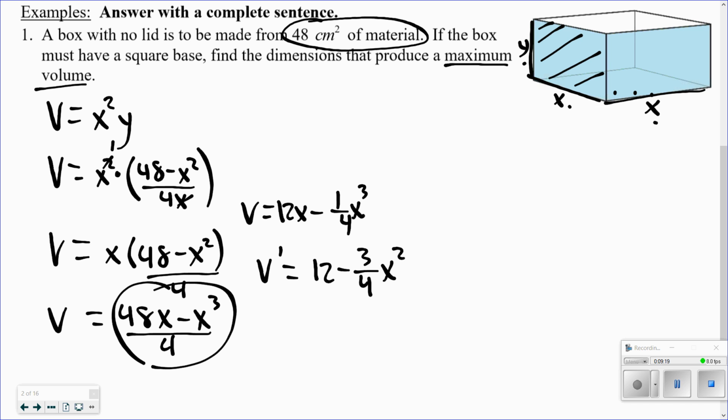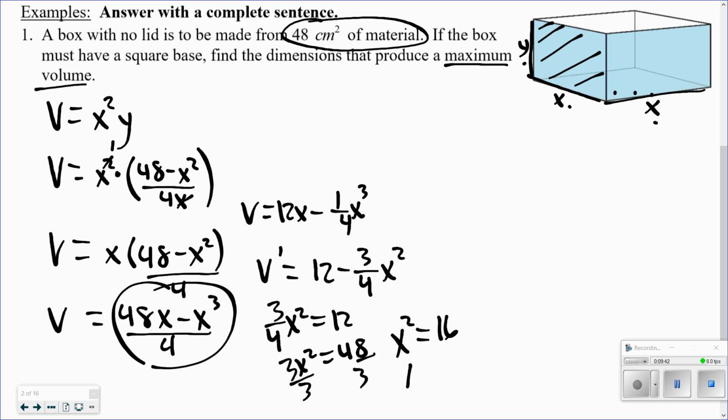And now I have to find out when that equals 0. So I'm going to add the 3/4 x squared over to the other side. So 3/4 x squared equals 12. I can times by 4. So 3x squared equals 48. Divide by 3. So x squared equals 16. Take the square root. So x equals plus or minus 4. Okay, let's do our first derivative number line, or in this case, I'm going to call it my V prime number line. Now, here I have two critical numbers, plus or minus 4, so negative 4 and positive 4. But if I think of my domain, it's up there, right?